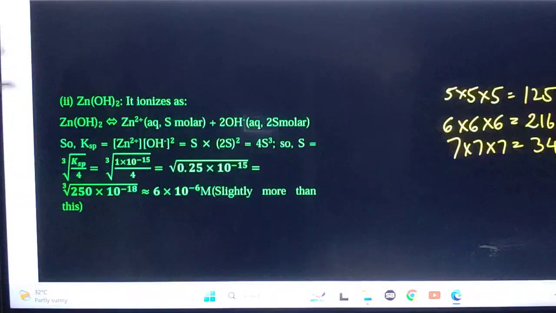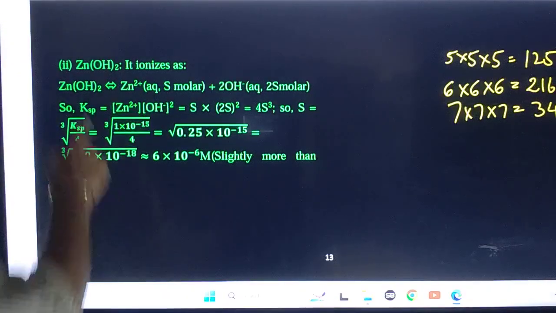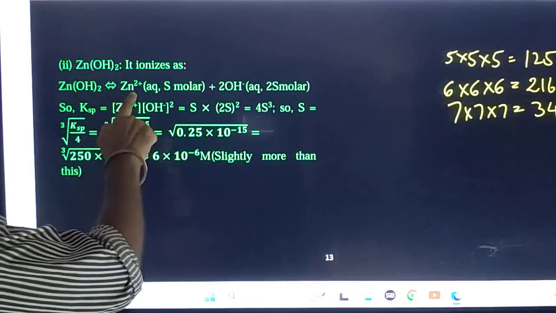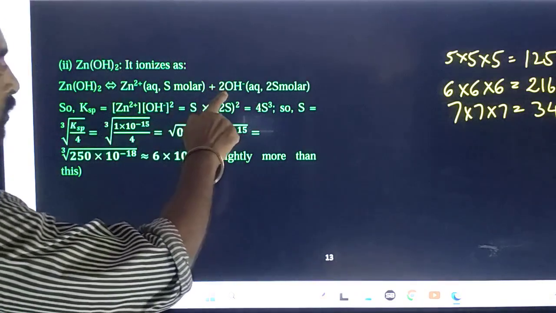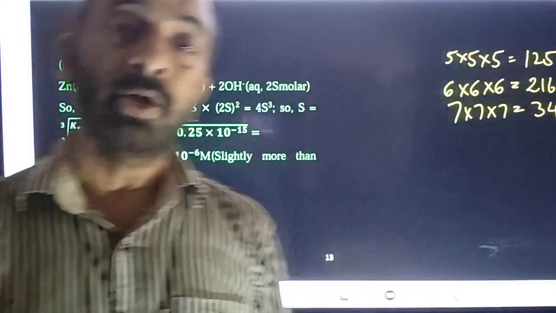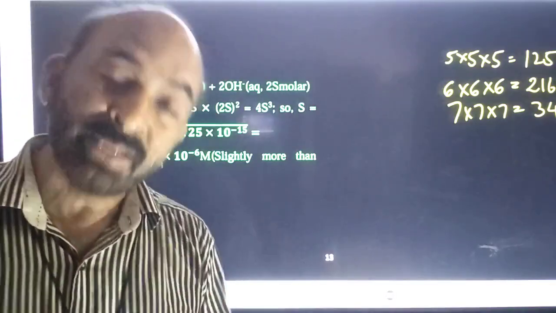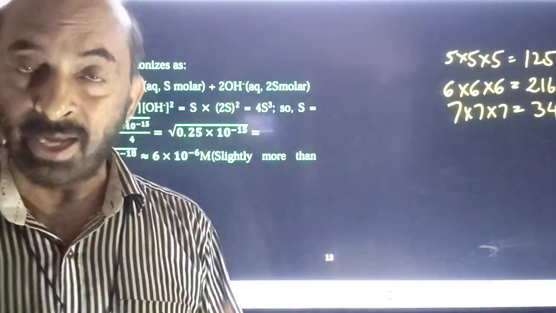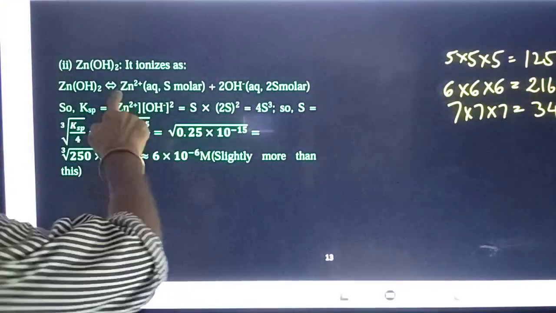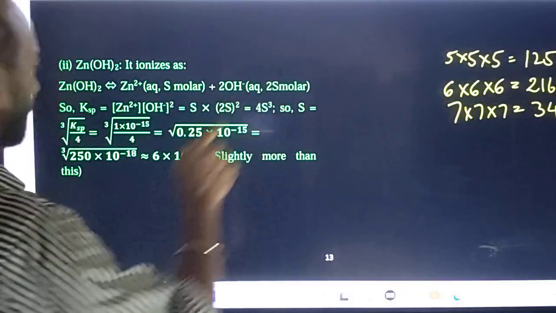Zn(OH)2 is an AB2 type salt, so the calculation will be different. If you started with 1 mole Zn(OH)2, Zn2 plus is S molar and 2 OH minus, since every cation produces 2 anions here. The anion's concentration will be double that of the cation. So here we have Zn2 plus as S molar, but OH minus will be 2S molar.